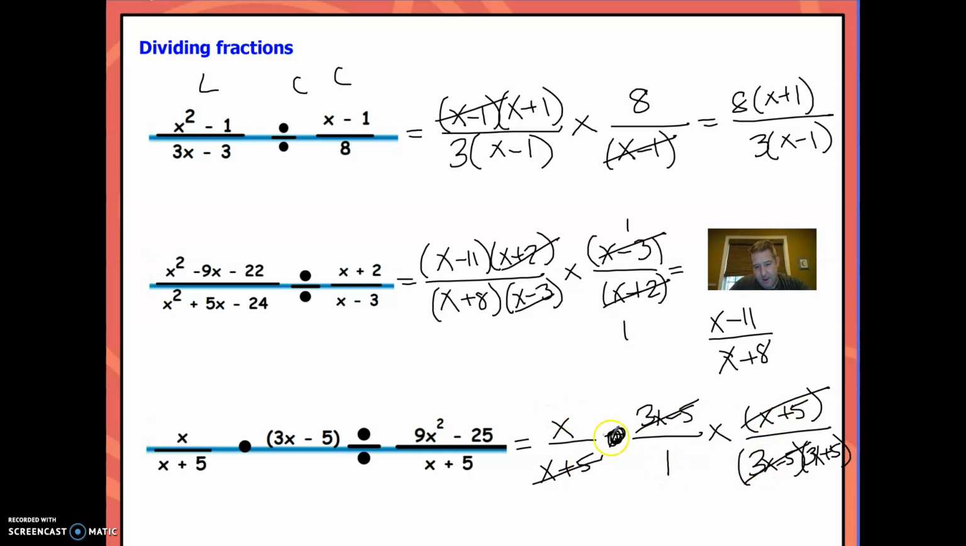The x doesn't have anything I can cross it off with, and the 3x plus 5 doesn't have anything else either. So it looks like we have x times 1 is just x on top, and 1 times 1 times 3x plus 5 is 3x plus 5.